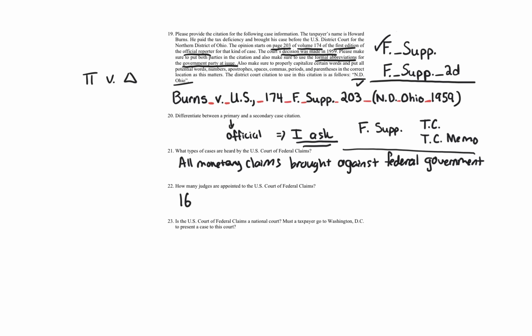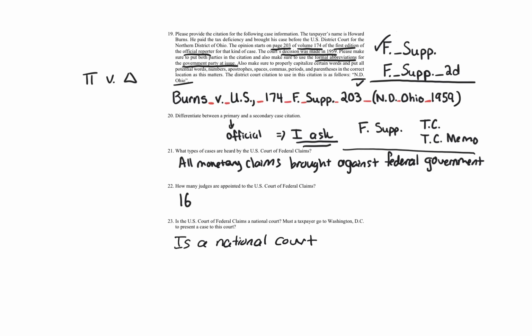Question 23. Is the U.S. Court of Federal Claims a national court? Must the taxpayer go to Washington, D.C. to present a case to this court? We've already kind of gone over this because I kind of answered this when we talked about the tax court and also the district court. The U.S. Court of Federal Claims is a national court, which means that it's the entire country. It's not 94 districts around the U.S. It's one, think of it as like one district court.